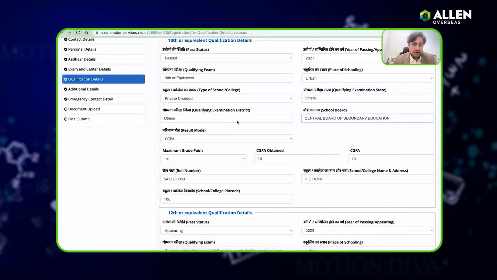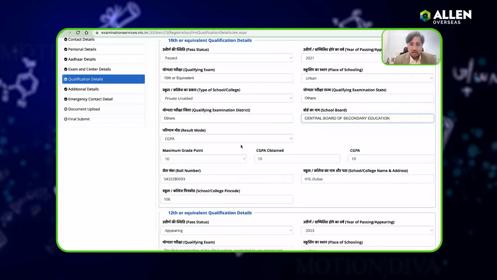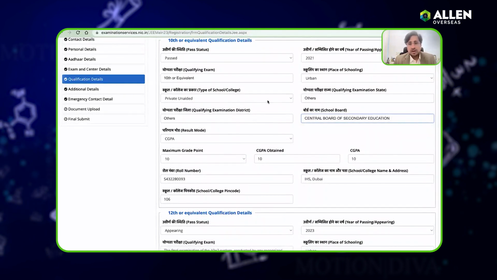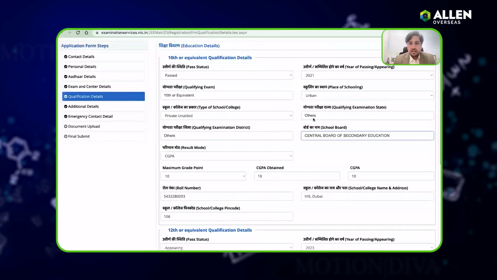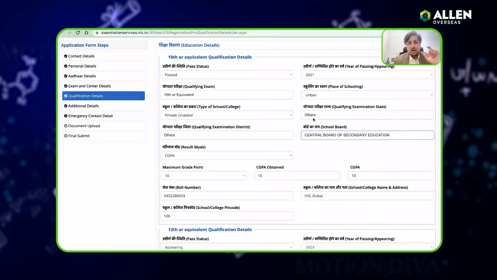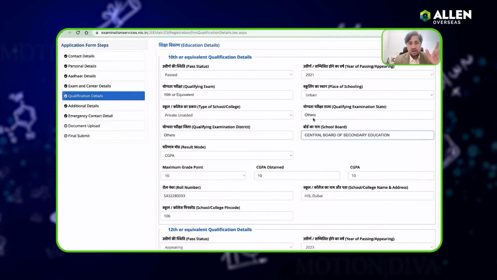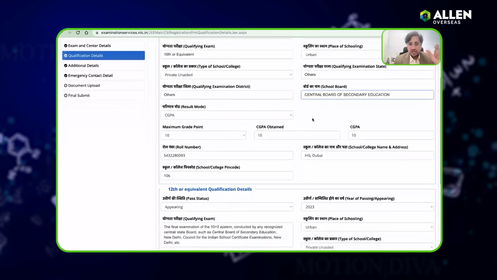If you have attempted 10th in Kuwait and 12th in India, then in the 12th you will be filling, see, I'm answering only for the 10th. So for 10th, you will be filling as per Kuwait or whichever country you have taken your 10th board examination in.